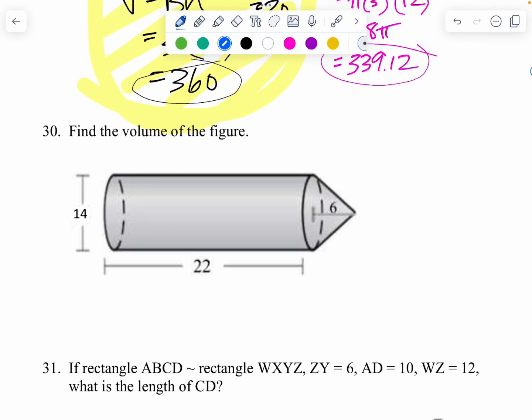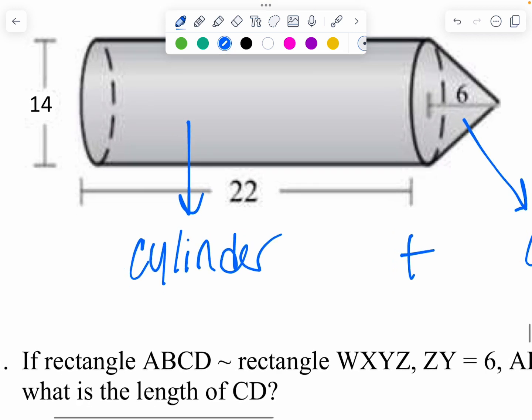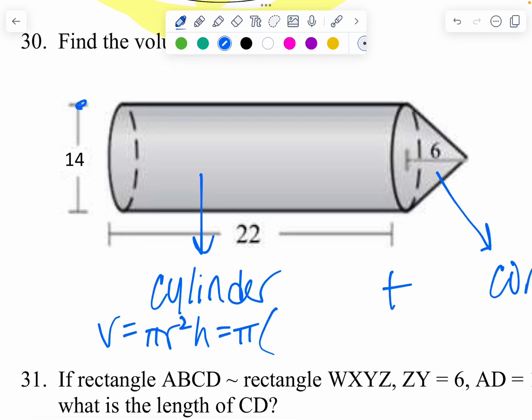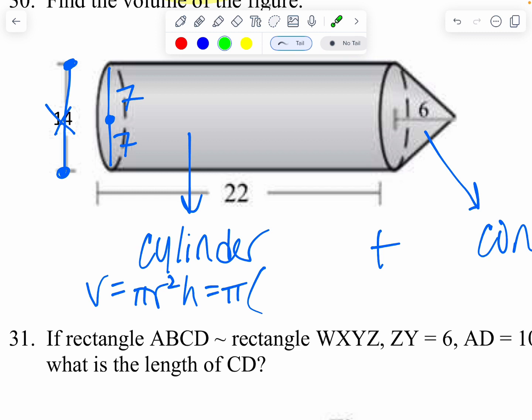This volume shape is a cylinder, and, which means add, this is a cone. Okay, so I'm going to do the cylinder first. Pi r squared h. The radius. Be very careful because here this is the diameter all the way across. We need to cut it in half so that we know the radius, which is going to be 7. Plug in 7. Remember, the radius is the center of the circle to the outside. The 22 here is the height.